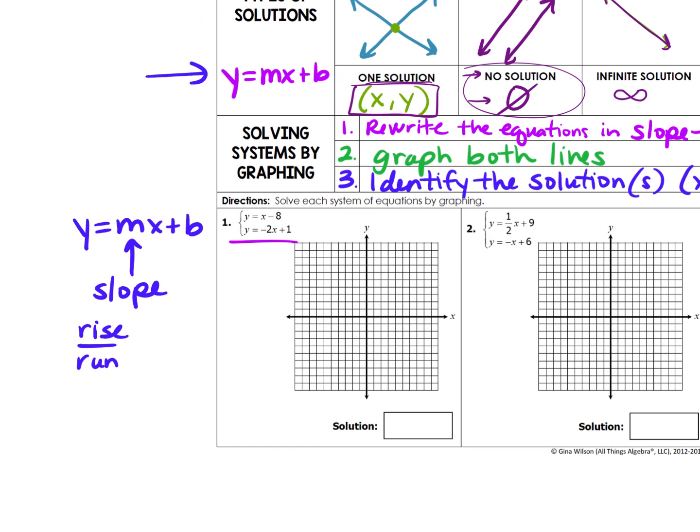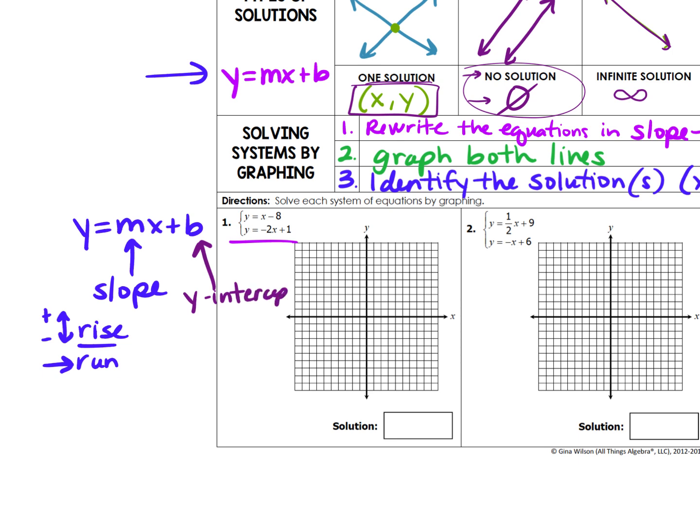So your slope is gonna tell you how far up or down did you move. If it's positive, it's going up. If it's negative, it's going down. But then your run is how far did you go to the right. Okay, so we always go up or down, and then we always go to the right. Rise over run. Good on that? Okay, what does the B represent? Do you remember? That's the y-intercept.